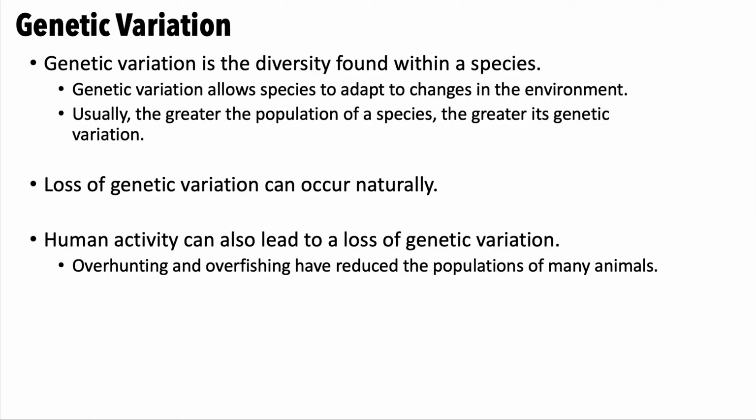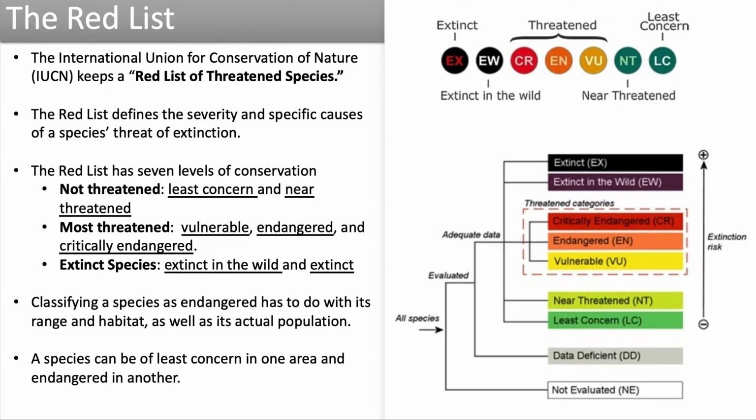For genetic variation, this is the diversity found within a species. Genetic variation allows a species to adapt to changes in the environment. The more variation there is, the more likely they are to survive. The loss of genetic variation can occur naturally, or it can be caused by human activity, such as overhunting or overfishing, which have reduced the population of a lot of animals. If we kill off a lot of the population, we're reducing the variation within that population, which can cause genetic variation to decrease within the species.